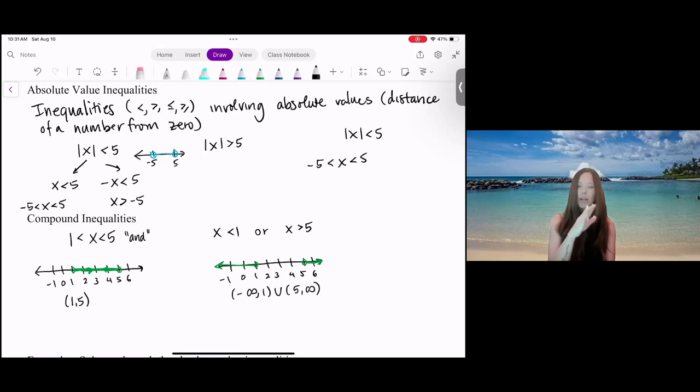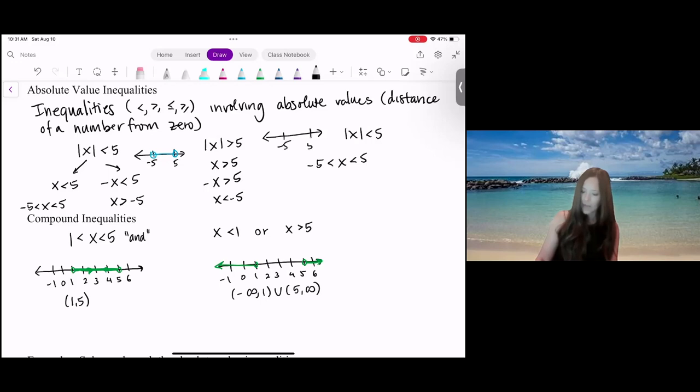Now, if I look at the one where I start with the greater than symbol, that's saying that x is greater than 5 or negative x is greater than 5, which actually becomes x is less than negative 5. Now, being less than negative 5 is to the left, and being greater than 5 is to the right. This is an or compound inequality. I cannot combine those two together. I would need to say that x is greater than 5 or x is less than negative 5.